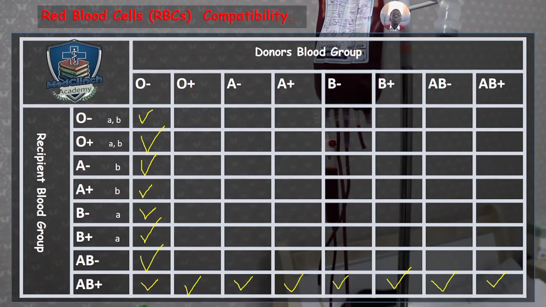So if the client is negative, he should not receive any rhesus positive blood. So we're going to cancel all the positives. This one cannot be administered. Same with A positive, I'm going to cancel it out. Same with this one. Same applies to AB positive. X means they should not receive that blood. Same applies to A negative. They should not receive a positive blood. So a negative recipient should not receive positive blood.